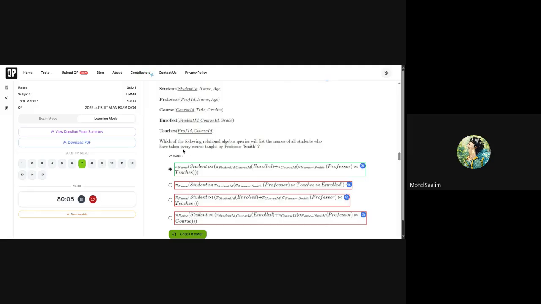Focus on this word, every. This is making the distinction and making the second option incorrect. Okay, now I got it. So it is selecting names of students taught by the professor, but this does not guarantee that the student had not taken courses other than Professor Smith's. This is the problem with the second option and the other options also.